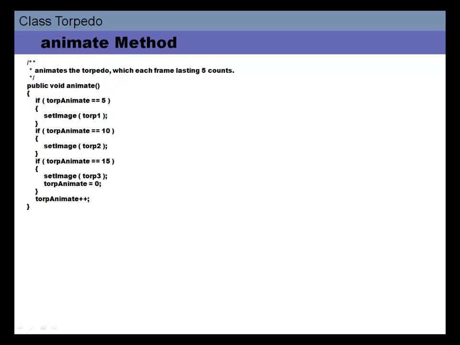The animate method uses a different approach to animation than Explosion. In this case, it increases counter torp animate, and when it reaches either count 5, 10 or 15, it will display a different image. You're done with the Torpedo class, so save and close it.